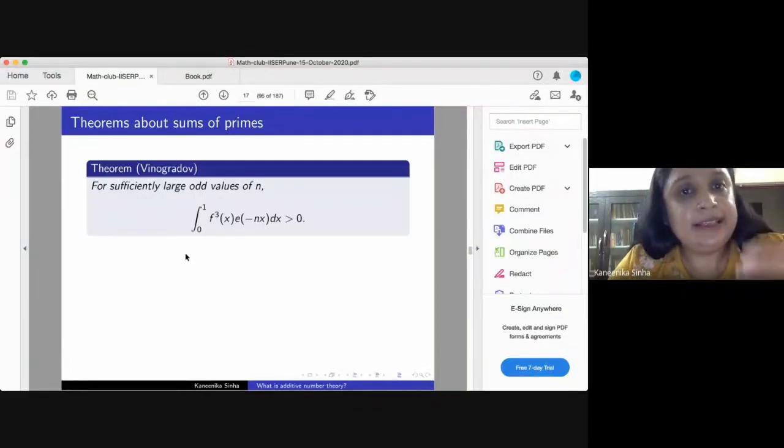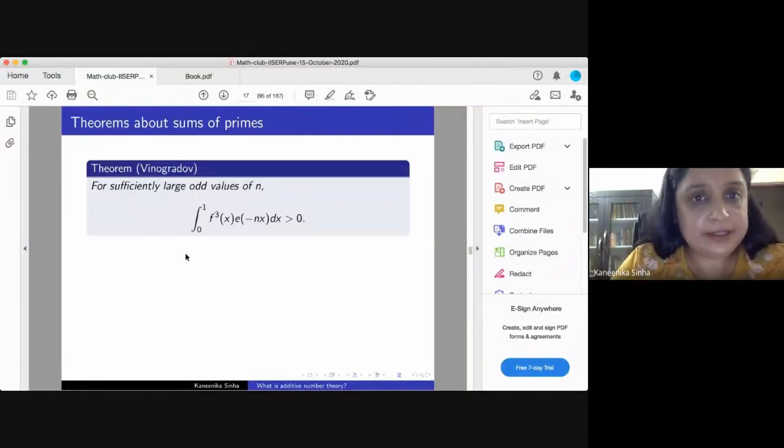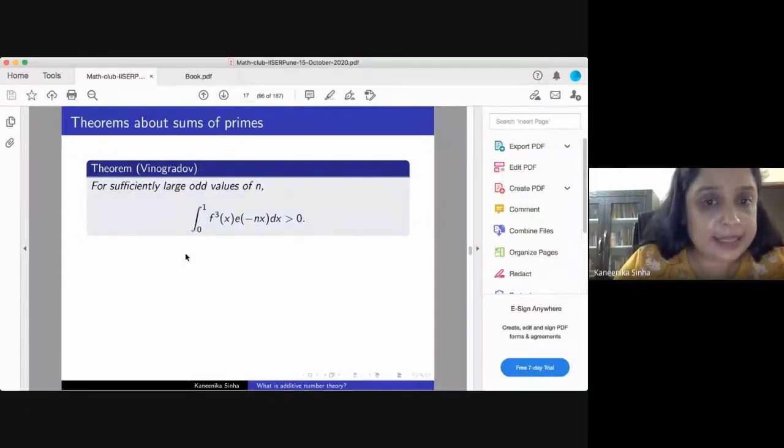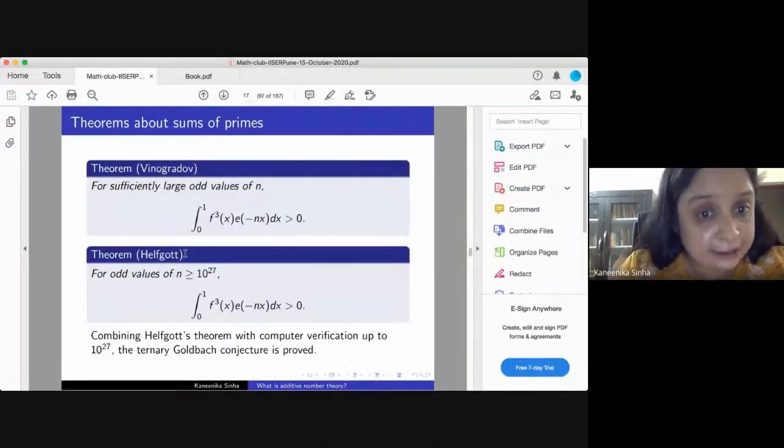So again, in this language, all the previous theorems that we have studied can be restated. What Vinogradov shows is that for sufficiently large odd values of n, this integral for cubic powers of f of x is positive. And Helfgott's theorem essentially makes Vinogradov's theorem effective. He says that for all odd values of n greater than or equal to 10 to the 27, the above integral is positive, which is what you want.